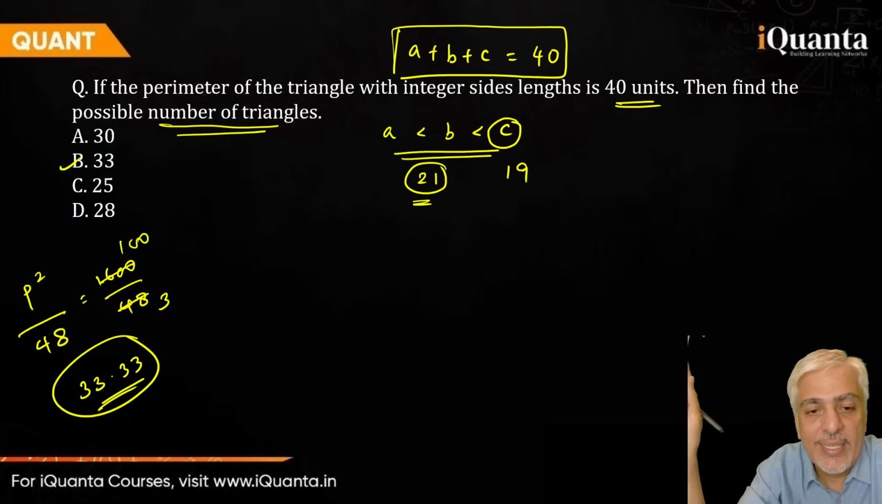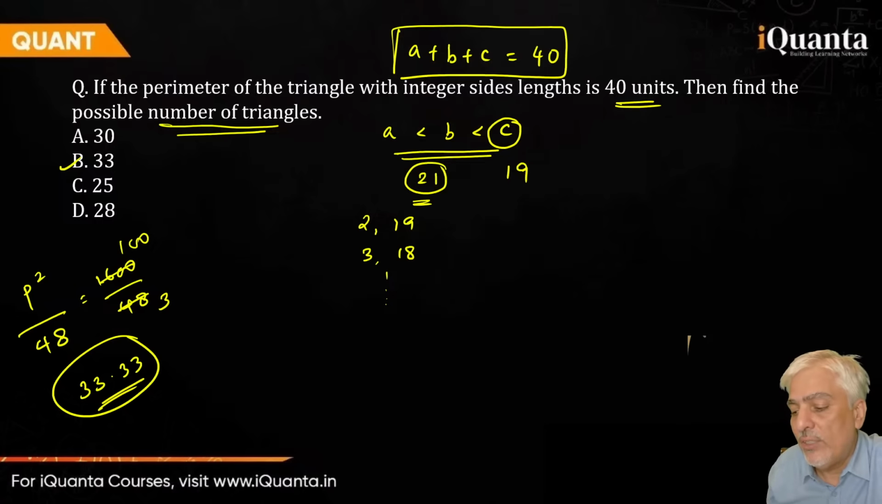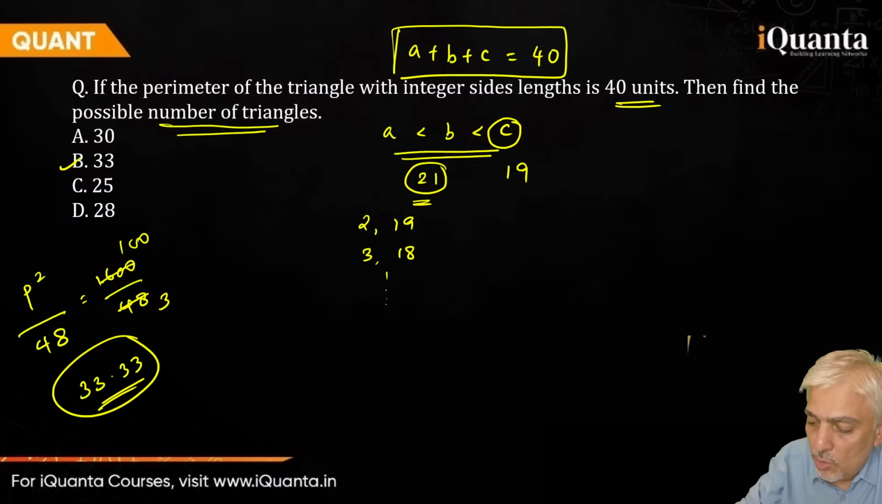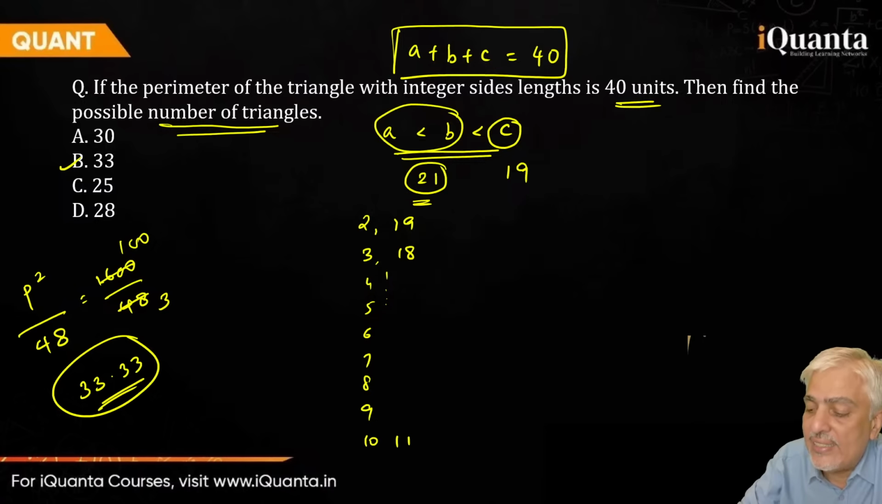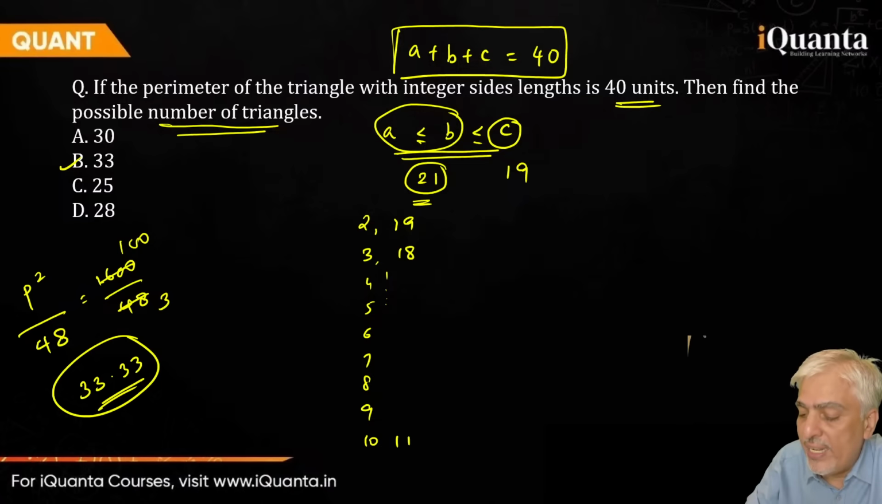Remember, you can't take 1 and 20. We have assumed this. So we can take 2 and 19, 3 and 18, up till where? 21 is the total. 4, 5, 6, 7, 8, 9, 10, 11 tak. Because A is less than B less than C, and it can also be less than or equal to. So hence 2 to 10, we have 9 cases over here.